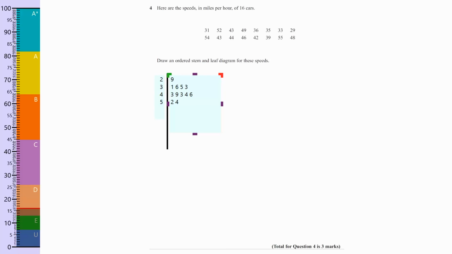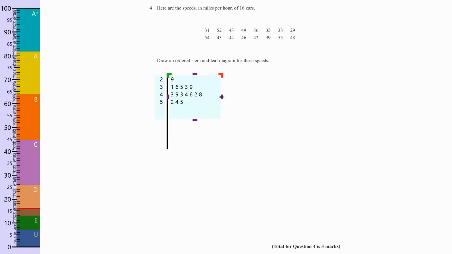46 would be a 6 here, 42 would be a 2 here, 39 would be a 9 here, 55 would be a 5 here, and 48 would be an 8 here. Now that's for now complete.